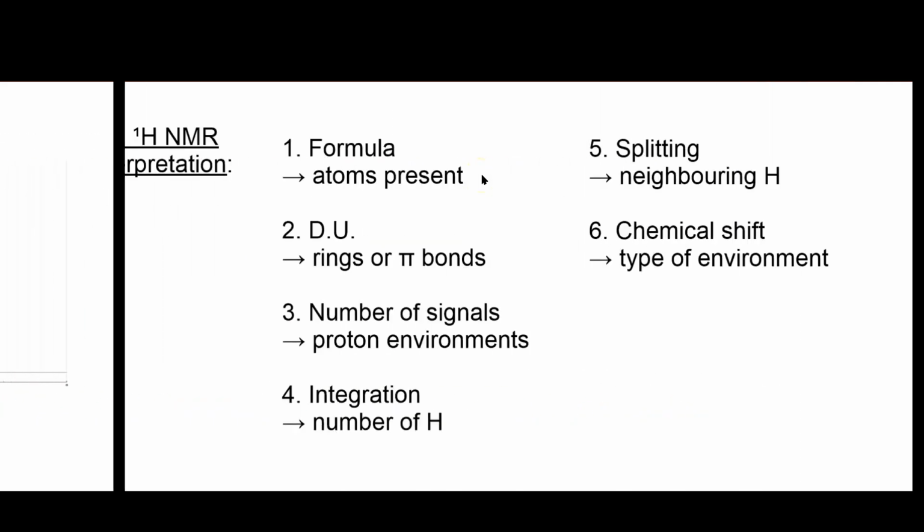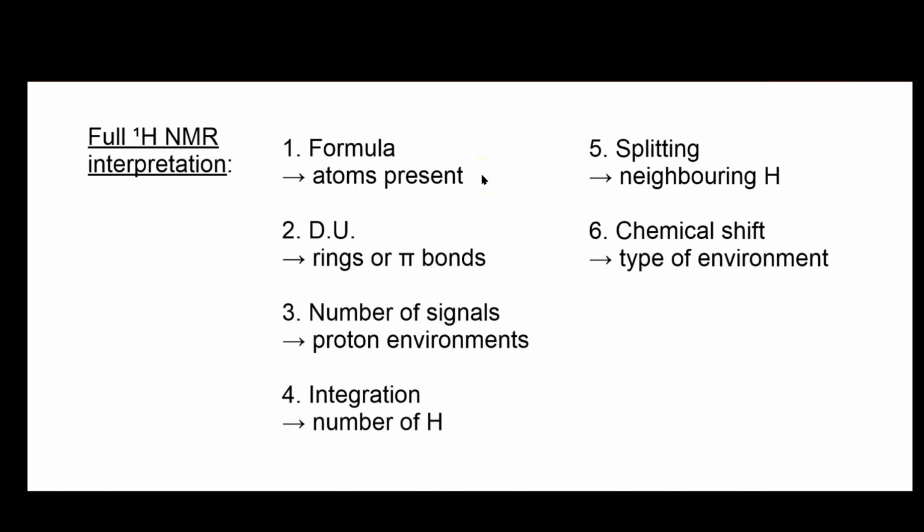To interpret proton NMR properly, combine all the clues. The formula tells us the atoms present. DU tells us rings or pi bonds. The number of signals gives proton environments. Integration gives the number of hydrogens. Splitting gives neighboring hydrogens. Chemical shift tells us the type of environment. The final structure must fit all of them. Structure must fit all clues.